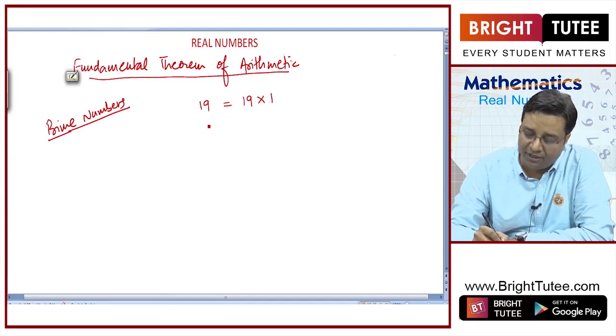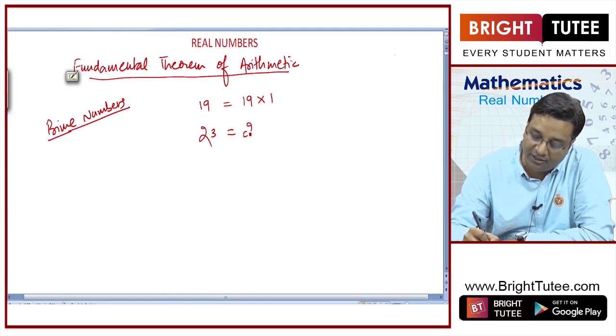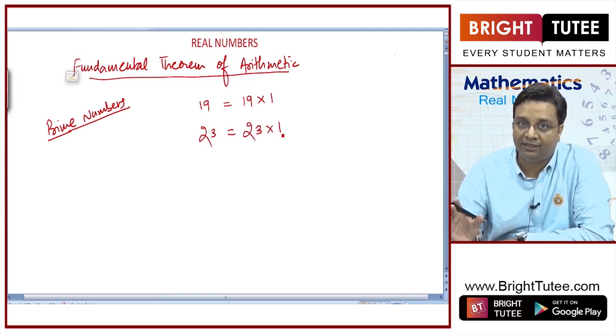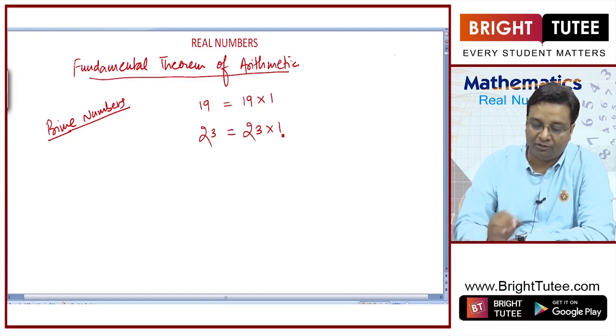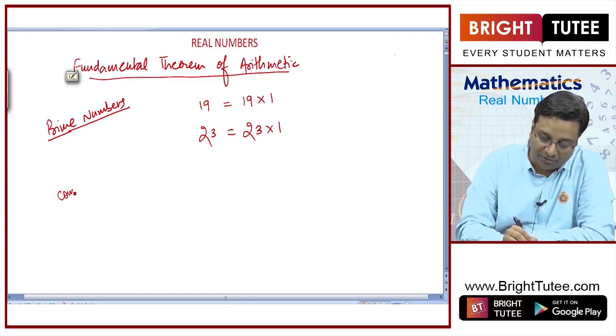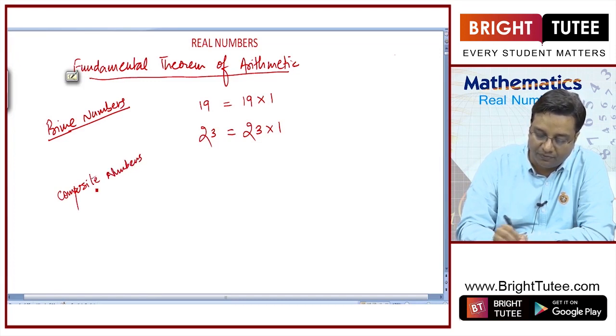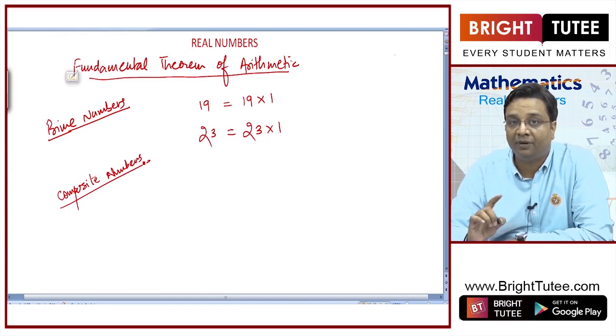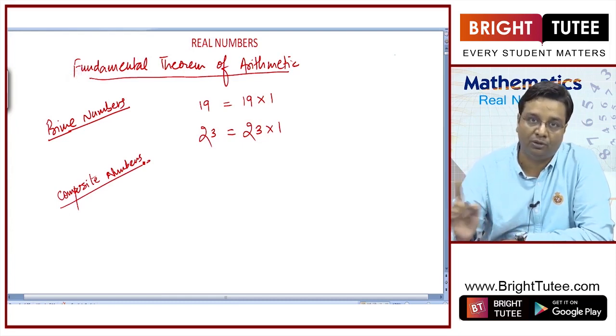Take any other prime number, for example 23. 23 also has factors like 23 and 1, that's it. So this is the case of prime numbers. And composite numbers are such numbers which have factors apart from itself and 1 also.